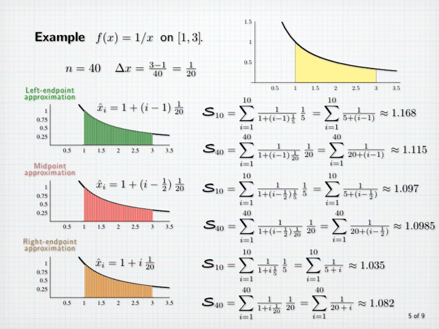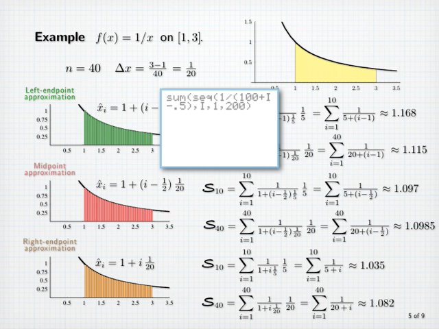So now let's try to get an idea of just how accurate that is by going to the calculator and computing the midpoint approximation corresponding to 200 rectangles. Rounded to 5 decimal places, that's 1.09861, which agrees with the midpoint approximation using 40 rectangles to 3 decimal places.